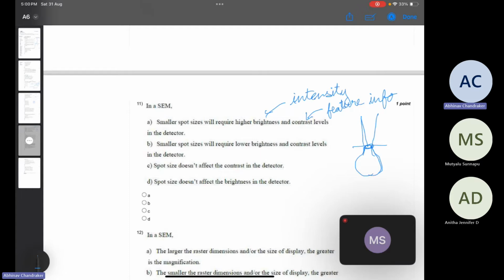Though I'll just confirm what is the correct answer later on. But I think it is C.